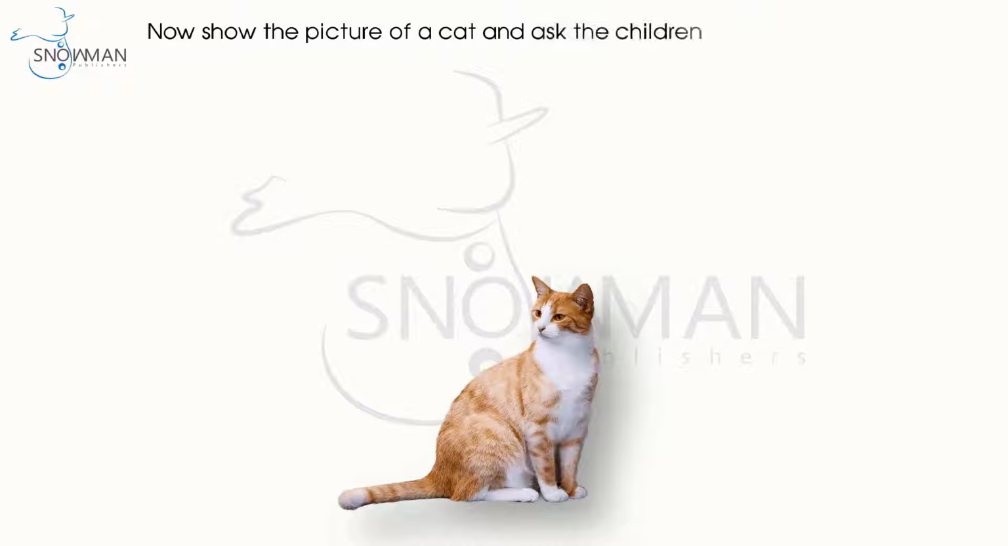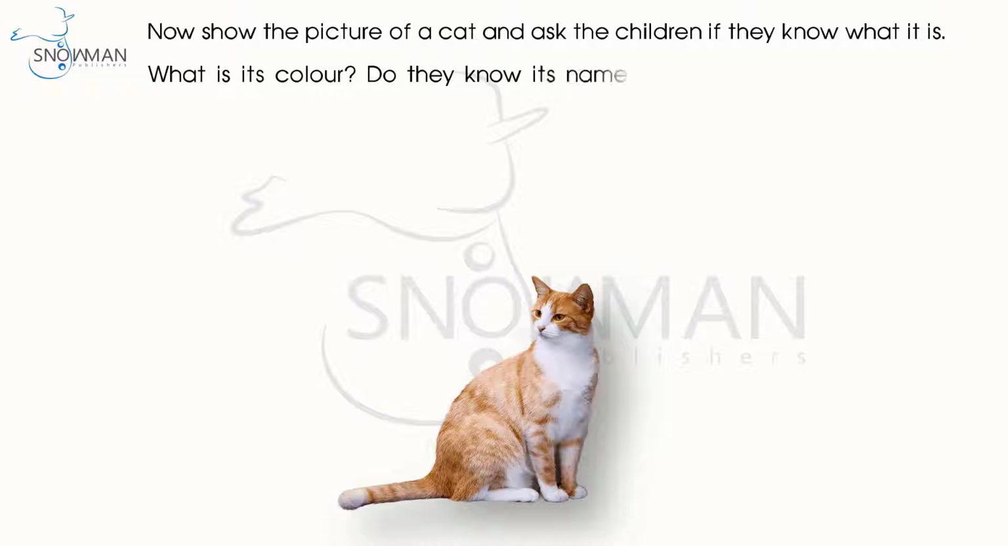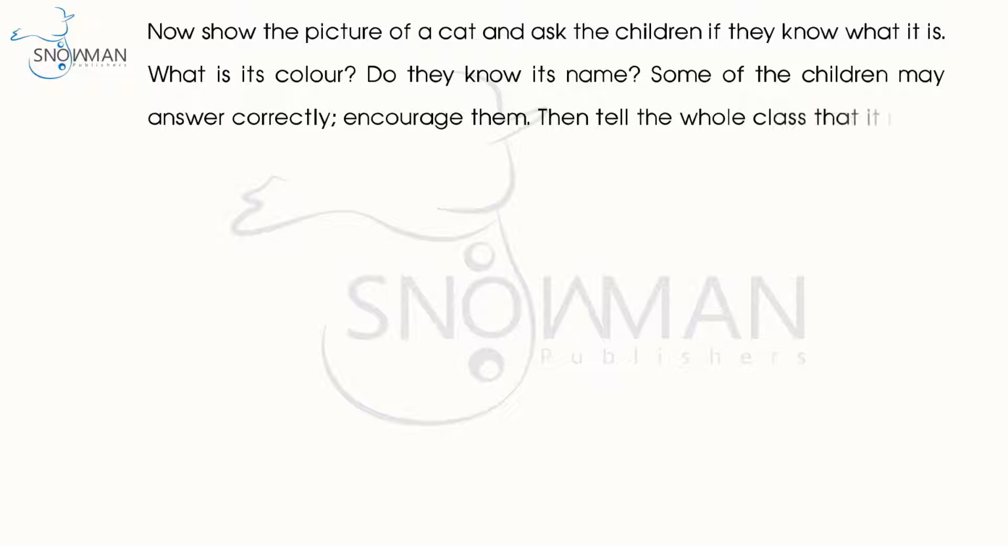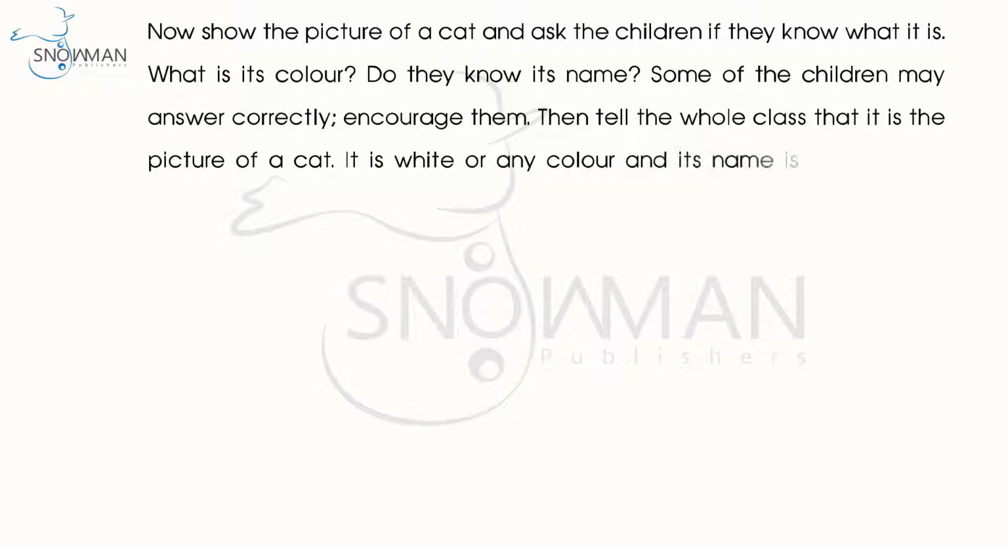Now show the picture of a cat and ask the children if they know what it is. What is its color? Do they know its name? Some of the children may answer correctly. Encourage them. Then tell the whole class that it is the picture of a cat. It is white or any color and its name is cat.